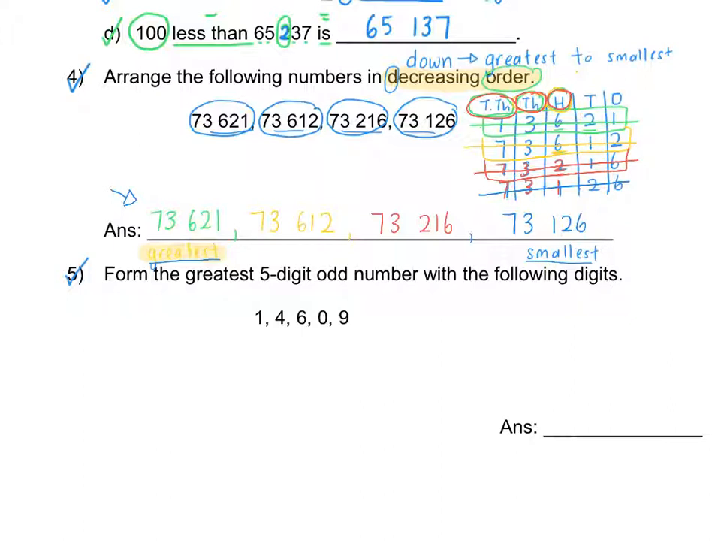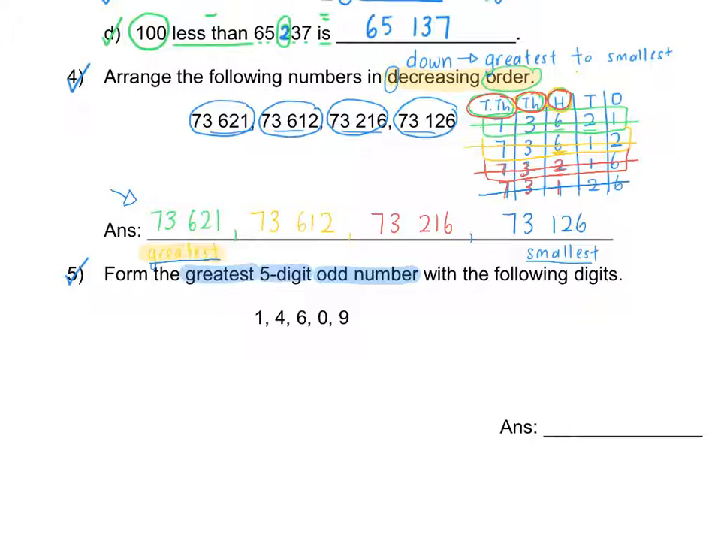Let's go on to the very last question of this worksheet. Question number 5. Form the greatest 5-digit odd number with the following digits: 1, 4, 6, 0, and 9. So let's take a good look at the question and identify the keywords in the question. They would like us to form the greatest 5-digit odd number using the following digits.